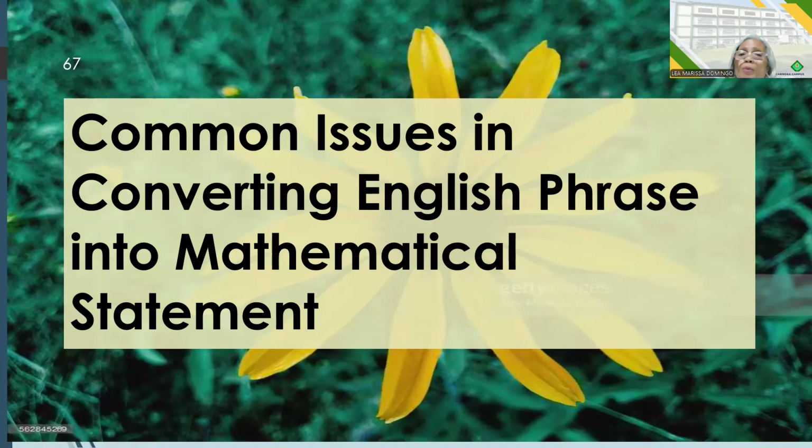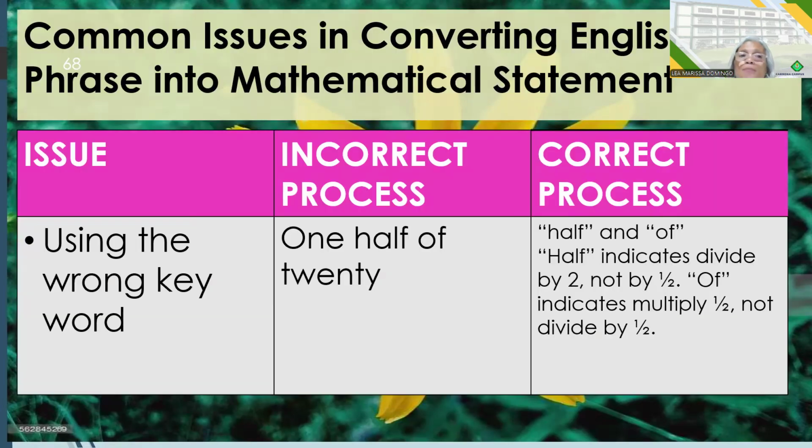So, what are the common issues in converting English phrases into mathematical sentences? Number 1, using the wrong keyword. Because of that, we suffer from incorrect process. So, for example, 1/2 of 20. The correct processing is to look at half and of. Half indicates divide by 2, not by 1/2. And of indicates multiply by 1/2 and not divide by 1/2.